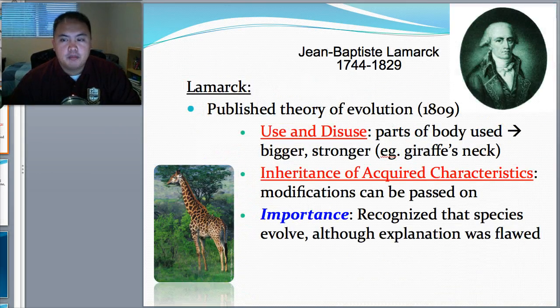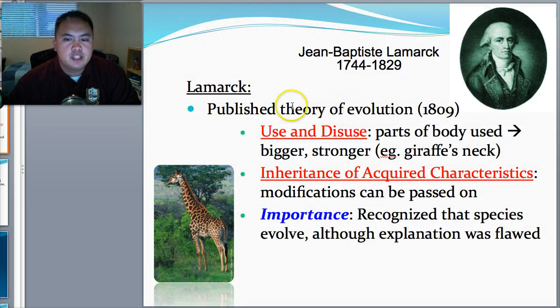Then came Lamarck. Lamarck is sort of the predecessor to Darwin. He published his theory of evolution the same year that Darwin was born. We consider Darwin the father of evolution, but technically Lamarck came before Darwin. But his theory was proven to be incorrect.